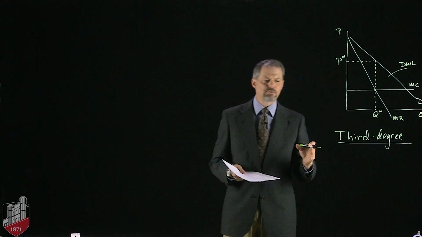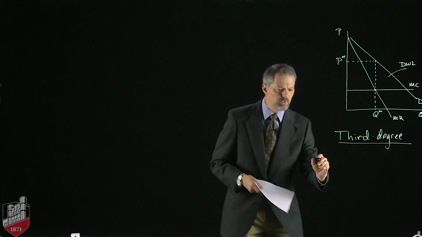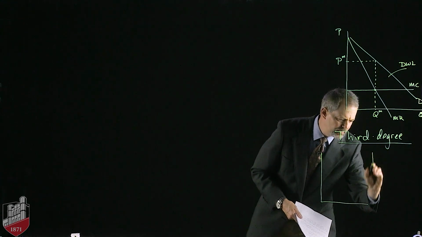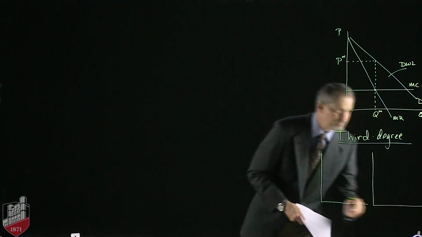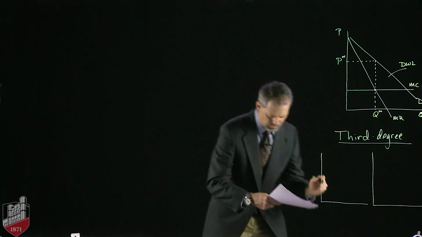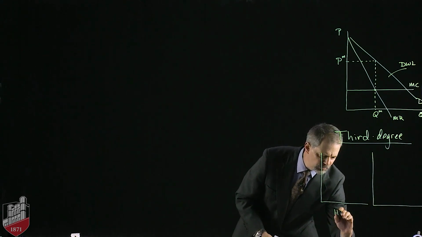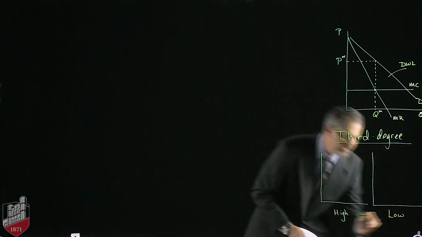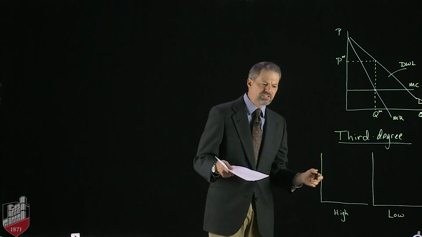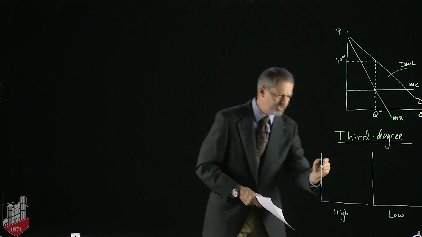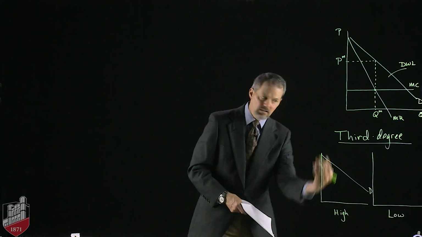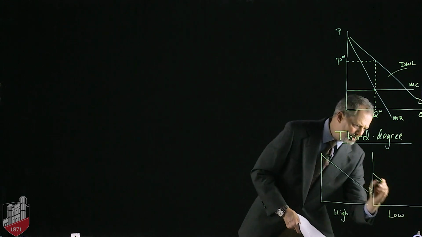So the way this works is simple. If we were to think about, say, two groups, let's suppose that we have our high willingness to pay group here, and we have our low willingness to pay group here, and I'm going to represent that high willingness to pay with a demand curve that's higher than the low willingness to pay.